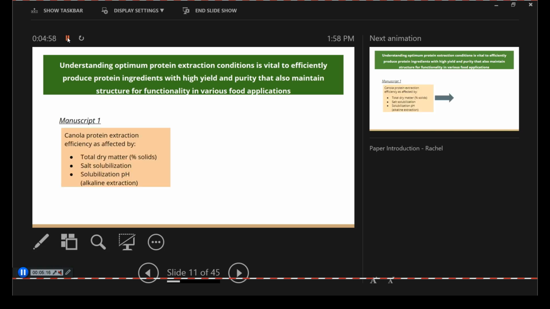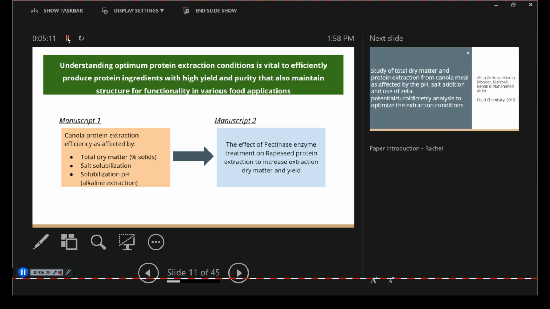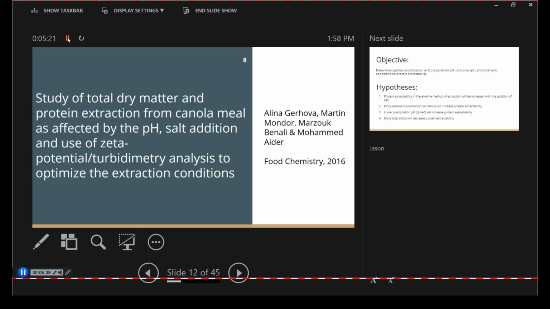The first manuscript, we're going to be looking at canola protein extraction efficiency that's affected by total solids, salt, or the solubilization pH. And then for the second manuscript, we're going to be looking at the effect of pectinase enzyme at just 1 pH and its effect on total solids. So in the first manuscript, we looked at the study of total dry matter and protein extraction from canola meal as affected by pH, salt addition, and use of zeta potential or turbidity analysis to optimize the extraction conditions.